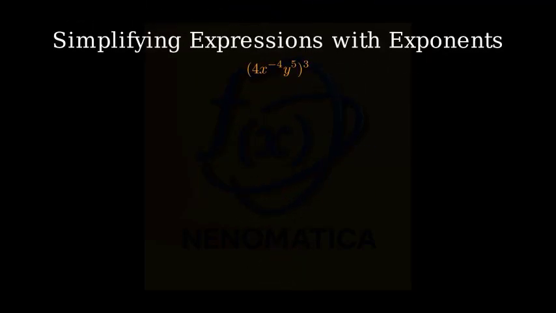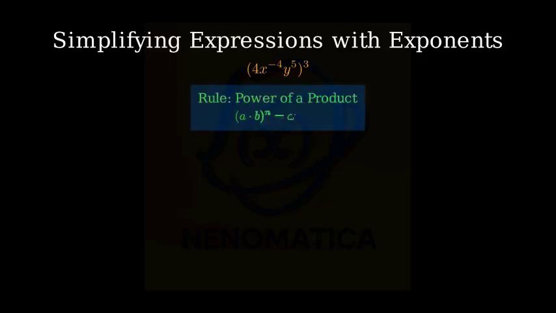We need to rewrite the following expression in exponential notation: the quantity 4x to the -4th power, y to the 5th power, all raised to the power of 3. To solve this problem, we'll use the power of a product rule, which states that when a product is raised to a power, each factor in the product is raised to that power. Let's apply this rule to our expression. We'll raise each term inside the parentheses to the power of 3.